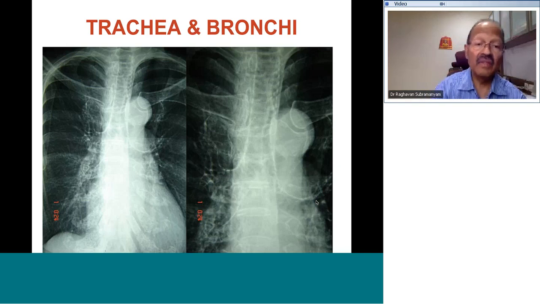You can have a ratio of the length of the right bronchus to the left bronchus, and you know that the ratio would change in situs inversus. In situs ambiguous, you probably will have a ratio close to 1 because both the bronchi are either right bronchi or both are left bronchi. Okay?